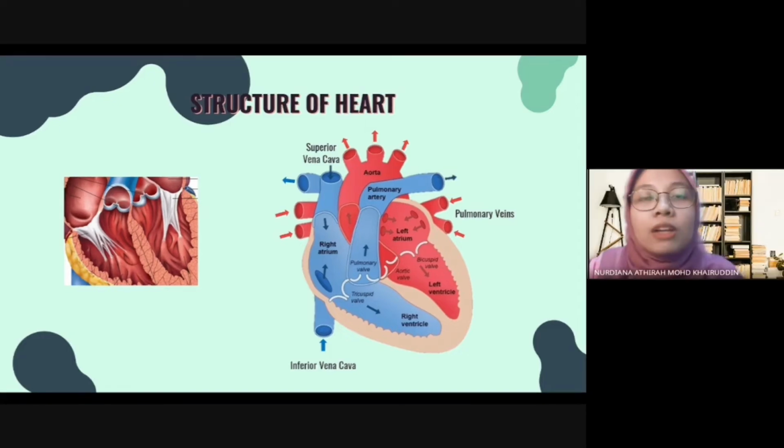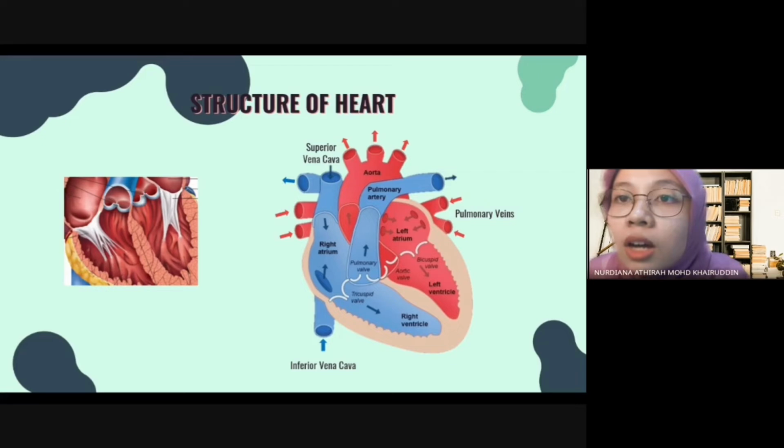At the top of the heart, we have the atrium, while at the bottom, we have the ventricle. So basically, our heart consists of 4 compartments: right atrium, left atrium, right ventricle, and left ventricle.